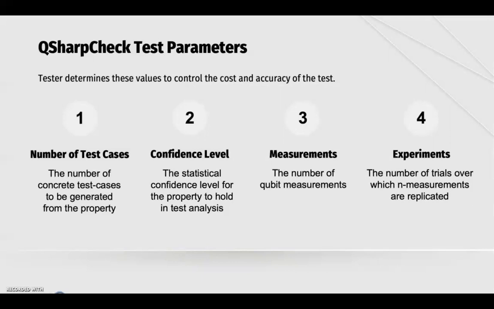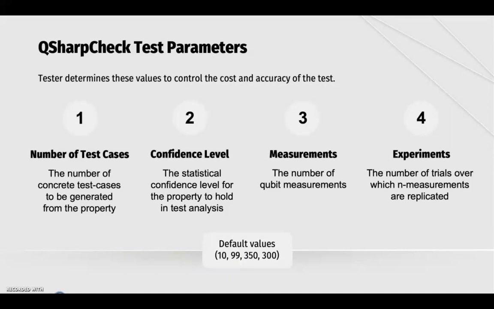It is optional for the user to provide the values of these four arguments. If they are not provided, QSharpCheck will use default values, which are 10 for test cases, 99 for confidence level, 350 for the number of measurements, and 300 for the number of experiments. This means that 10 individual test cases will be generated with a confidence level of 99%, and in each test case, the qubits will be measured 350 times, and these 350 measurements will be replicated 300 times.